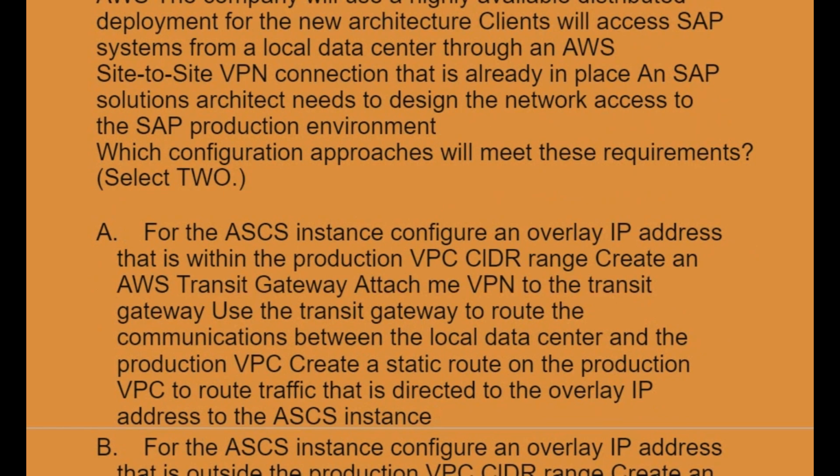Select two options. Option A, for the ASCS instance, configure an overlay IP address that is within the production VPC CIDR range. Create an AWS transit gateway, attach VPN to the transit gateway. Use the transit gateway to route the communications between the local data center and the production VPC. Create a static route on the production VPC to route traffic that is directed to the overlay IP address to the ASCS instance.